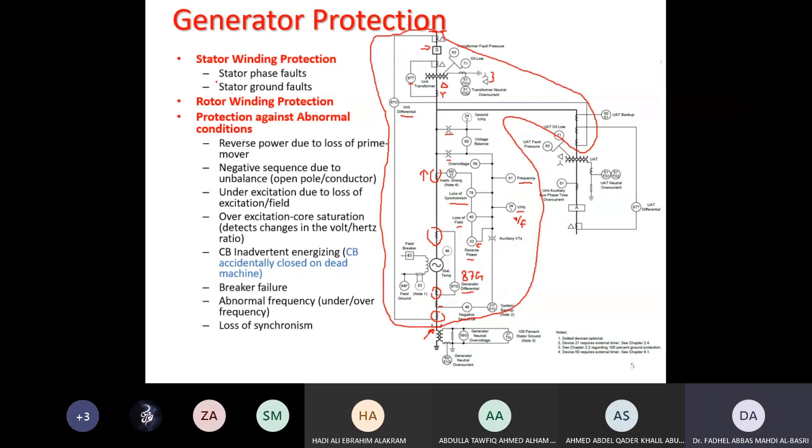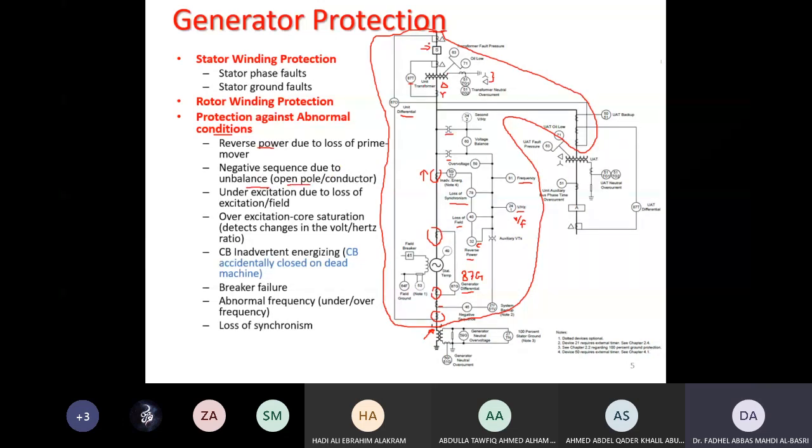As I said, we have stator winding protection for winding faults. We have rotor winding protection functions. We have some protection functions to detect abnormal conditions, like reverse power due to loss of the prime mover, and negative sequence due to imbalance.